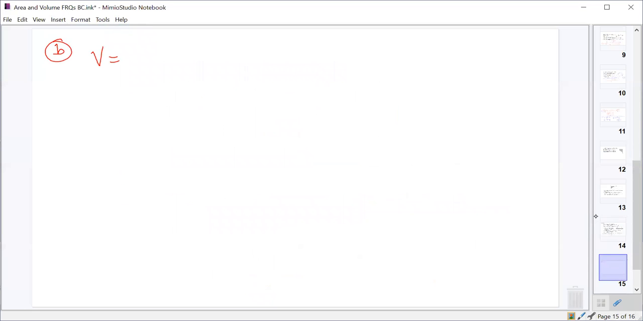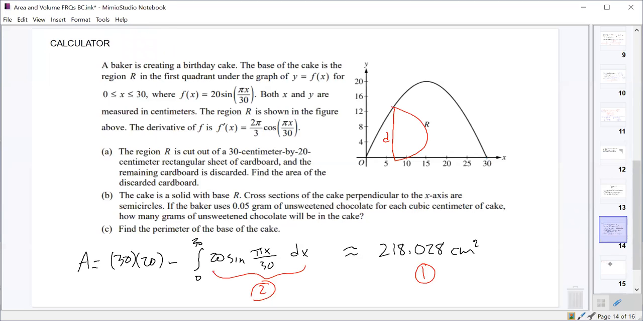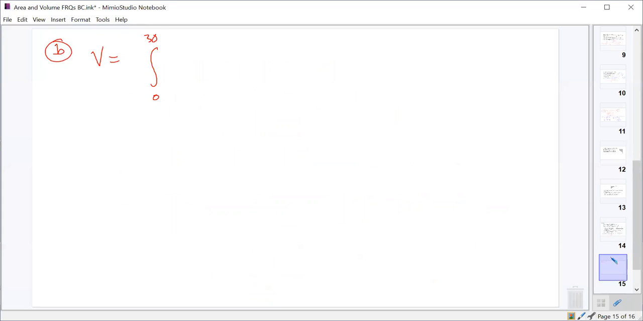And so we will say that our volume should be an integral from 0 to 30. Was it 30 or was it 20? I can't remember which one was which. 30. Oh, good. Okay. An integral from 0 to 30 of 1/2 of pi times our radius, which was 10 sine pi x over 30, squared. Or you could just write the full f of x over 2 if you wanted to. dx, so that gives you the number of cubic centimeters.